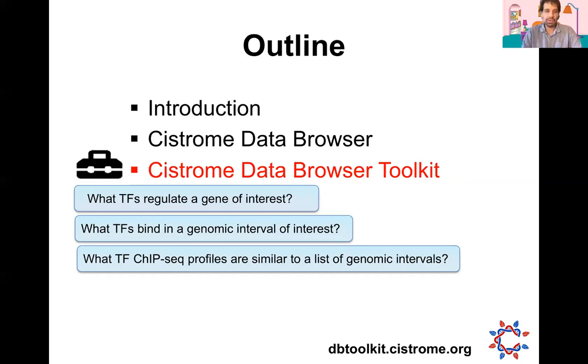The first tool I'm going to discuss is the Cistrome data browser toolkit. This addresses 3 questions. The first is which transcription factors regulate a gene of interest. Second is what transcription factors bind to a genomic interval of interest. And the third is what transcription factor ChIP-seq profiles are similar to a list of genomic intervals.